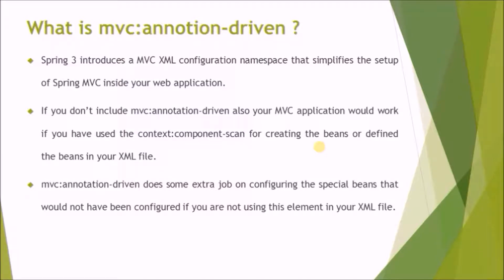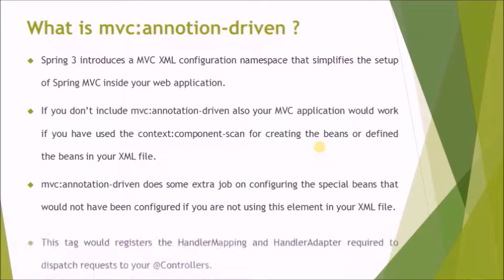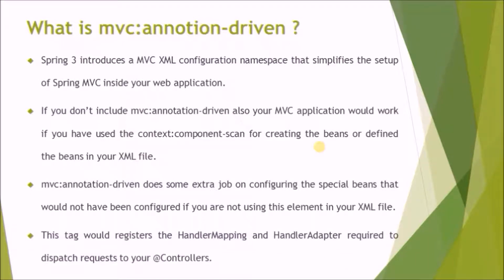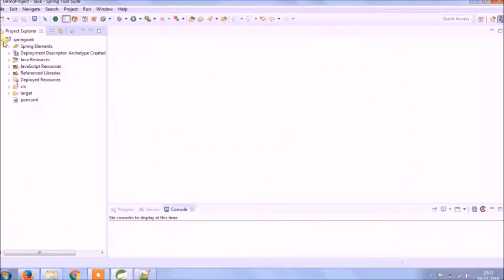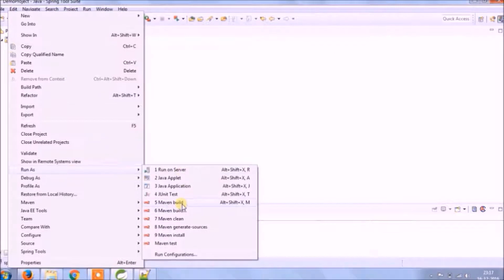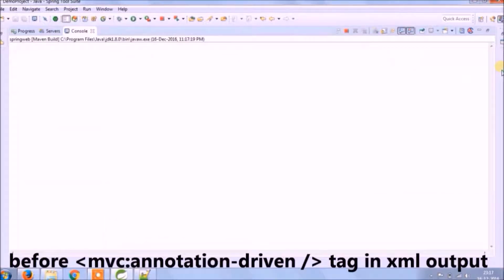MVC annotation-driven does some extra job of configuring special beans that would not have been configured if you are not using this element in your XML file. This tag would register the handler mapping and handler adapter required to dispatch requests to your controllers. Let's implement. Let's run and see what the output is before the MVC annotation-driven tag.